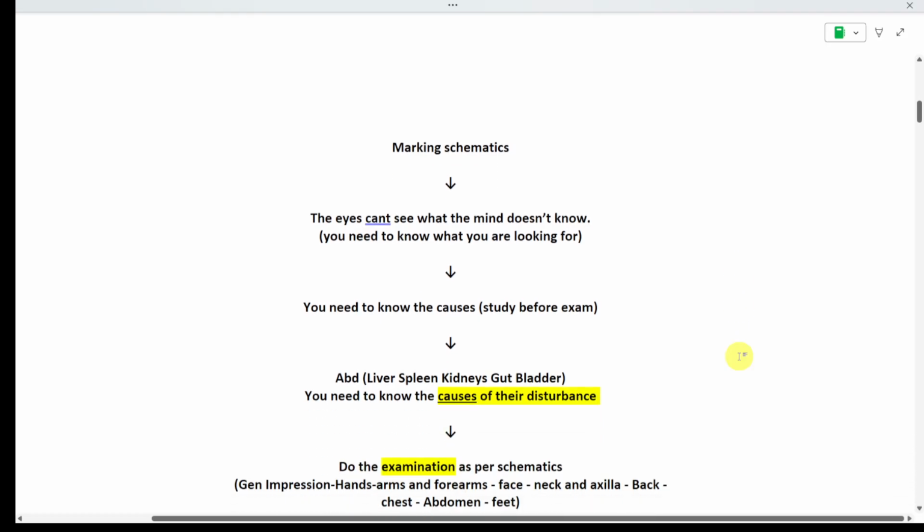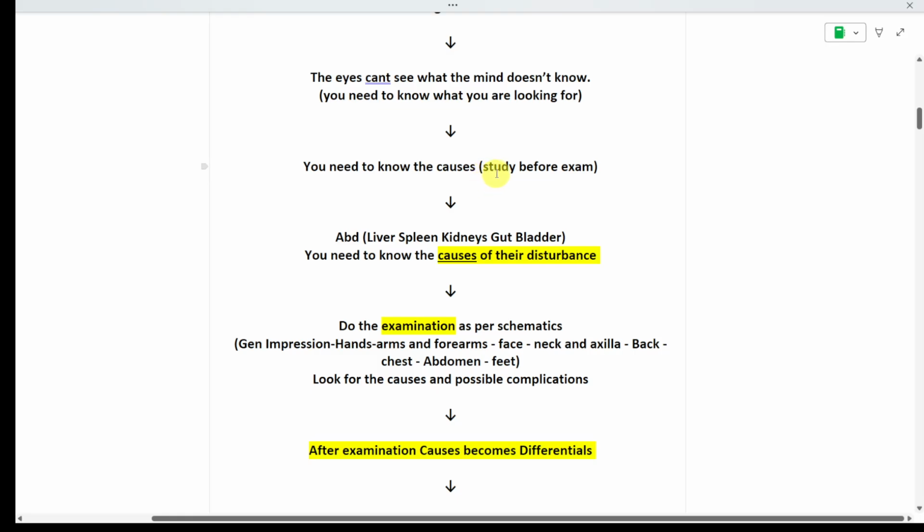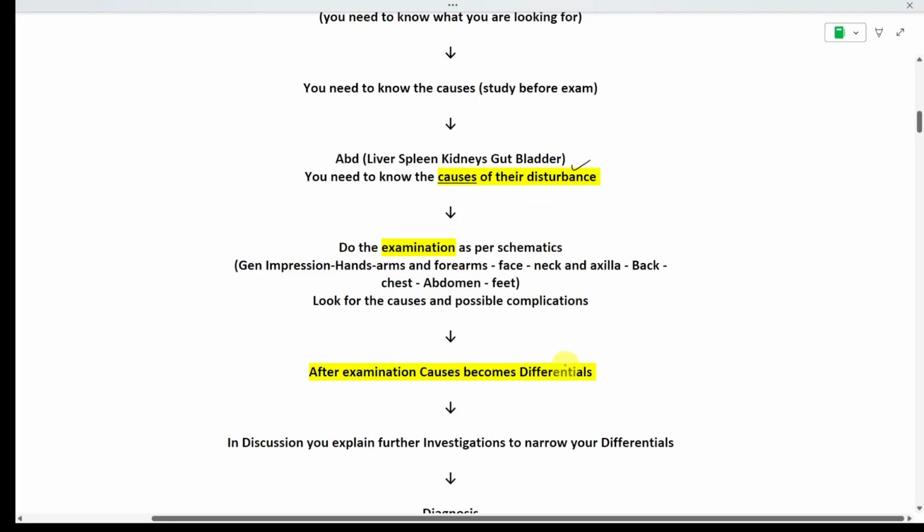So again, our basic schematics will stay the same. Whatever station you are going into, the first thing you need to study before the exam is the various different causes of that thing. There isn't a lot in the abdomen. Either you have spleen, liver, intestine, or sometimes it develops fluid, which is called ascites, or you have kidneys or bladder. So just memorize the various different causes of their abnormalities. Then you do the examination, and all of those causes become your differentials.